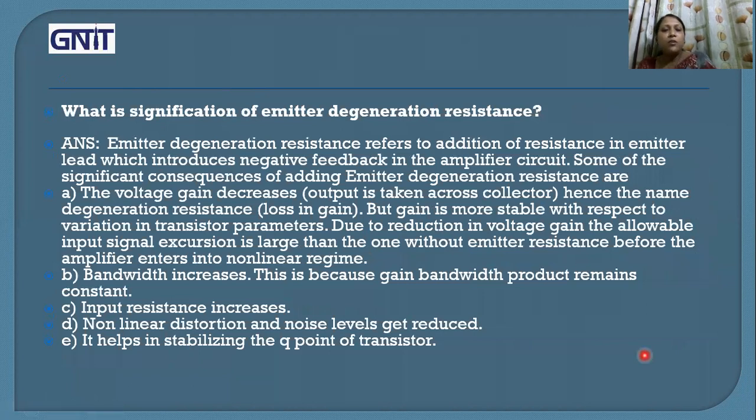What is the significance of emitter degeneration resistance? Emitter degeneration resistance refers to the addition of resistance in the emitter lead, which introduces negative feedback in the amplifier circuit. Some significant consequences of adding emitter degeneration resistance are: the voltage gain decreases, bandwidth increases, input resistance increases, and nonlinear distortion and noise levels get reduced. It also helps in stabilizing the Q point of the transistor.